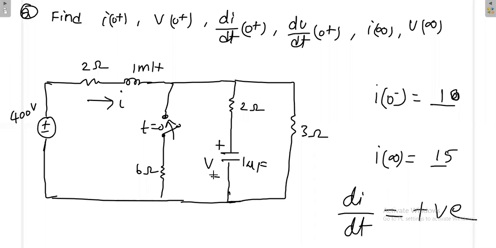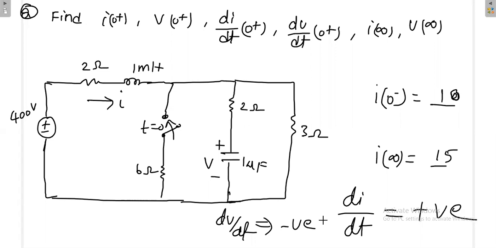Yes, very good. Okay, so the voltage will reduce. When the R equivalent is getting decreased, the voltage will reduce. That means initially you will have more voltage, finally you will have less voltage. That means dV by dt will be negative.